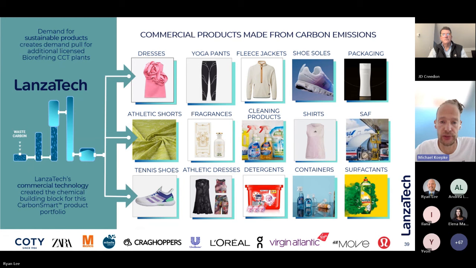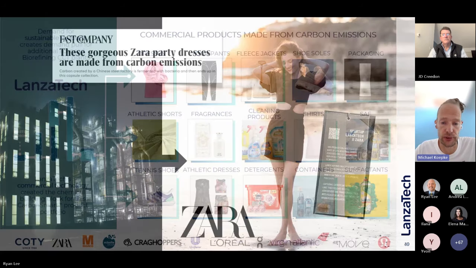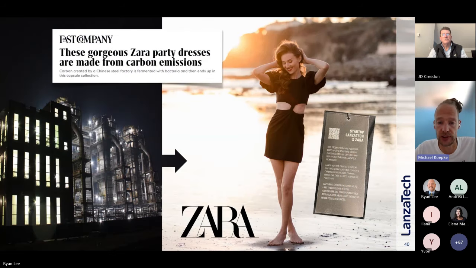We're working with a variety of different global brands. In particular, apparel, cleaning products, detergents, and sustainable aviation fuels are the product categories we're working in. The next slides have a few examples. One of the first was this beautiful cocktail dress with Zara. If you think about it, Zara would probably never have thought about partnering with a steel plant, or a steel plant being a feedstock provider for a company like Zara. So it's a completely new value chain that's been enabled.